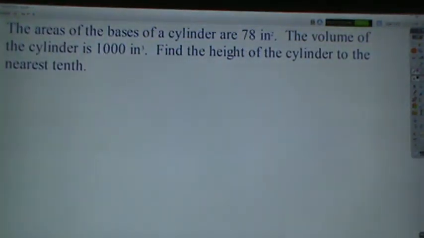Here we go, last problem. The areas of the bases of a cylinder are 78 square inches. The volume of the cylinder is 1,000 cubic inches. Find the height of the cylinder to the nearest tenth.